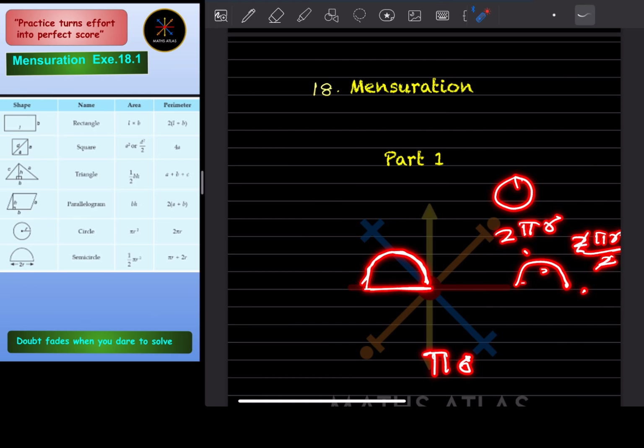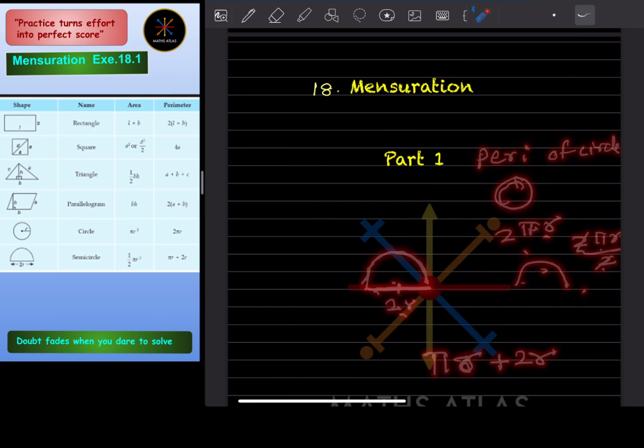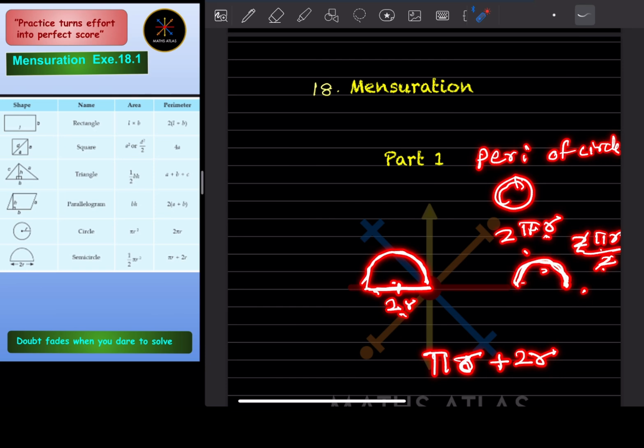Now this is the diameter of it. So this is going to be twice r, because you know this half part is the radius. So you are going to write pi r plus 2r for the perimeter of a semicircle. Again, I will repeat. The perimeter of the circle is 2 pi r. But since this is half of it, semi means half, you are going to divide it by 2. So this 2 and this 2 get cancelled. So this is going to be pi r. And this additional 2r is for this one.